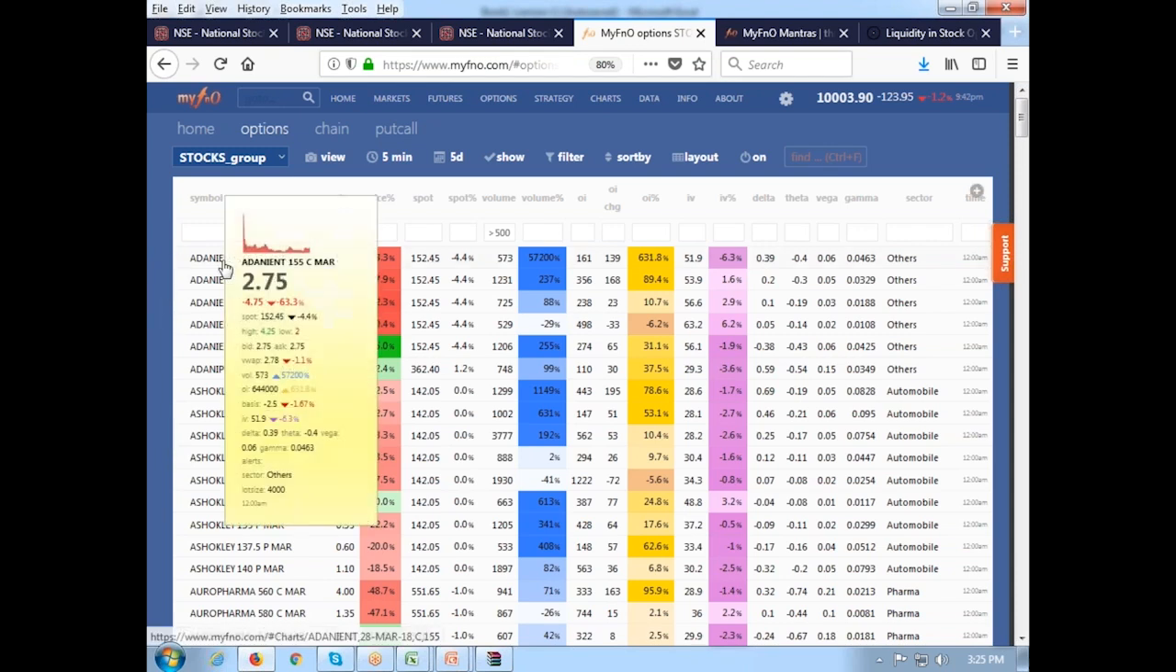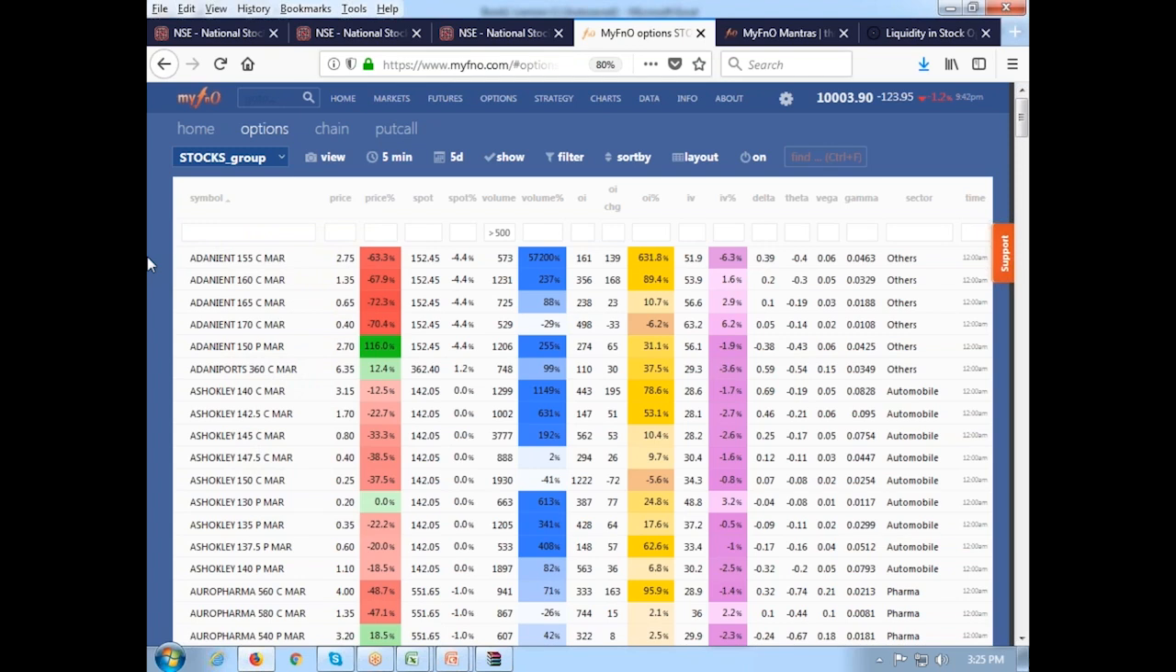And Adani Enterprises, how many contracts are there? 1, 2, 3, 4, 5 contracts. Adani Port, only one. Ashok Leyland, 1, 2, 3, 4, 5, 6, 7, 8, 9. So can I say Ashok Leyland is more liquid than Adani Ports? Can I say that? Intuitively it feels that way, no? So who is liquid, who is not liquid?